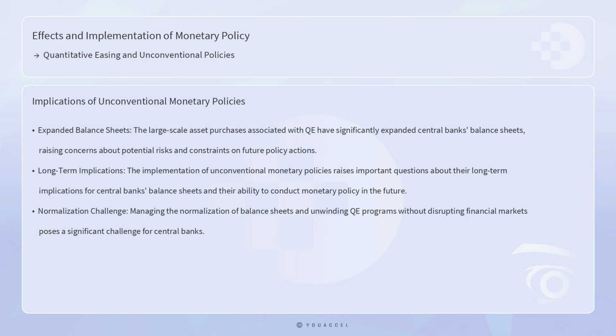The implementation of unconventional monetary policies raises important questions about their long-term implications for central banks' balance sheets and their ability to conduct monetary policy in the future. The large-scale asset purchases associated with QE have significantly expanded central banks' balance sheets, raising concerns about potential risks and constraints on future policy actions. For instance, the Federal Reserve's balance sheet grew from around $900 billion before the financial crisis to over $4 trillion at its peak. Managing the normalization of balance sheets and unwinding QE programs without disrupting financial markets poses a significant challenge for central banks.